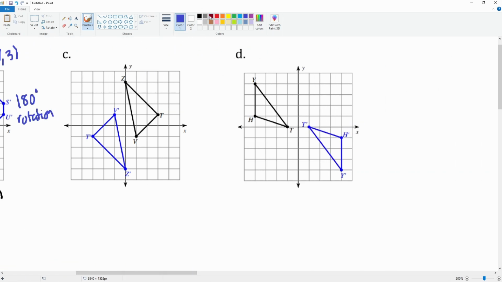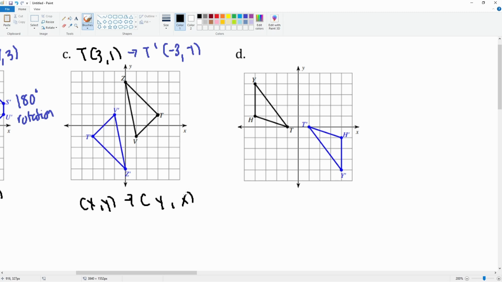C. I'm going to grab the original point here, T. T is (-3, 1). It becomes now T prime. T prime is (3, -1). Okay, looks like X, Y did swap because Y, X.